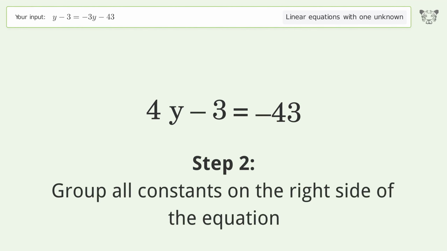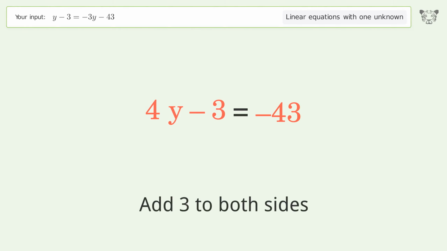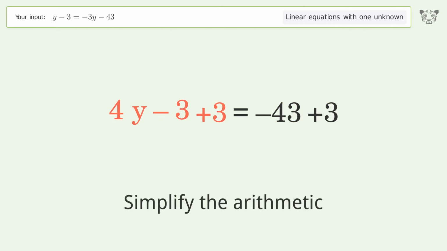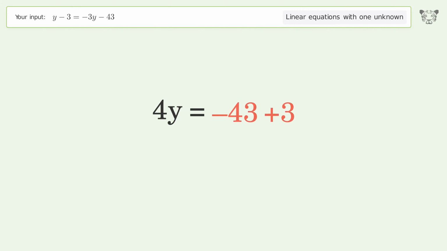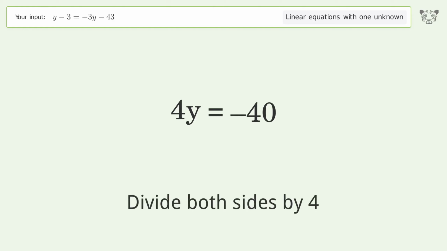Group all constants on the right side of the equation. Add 3 to both sides. Simplify the arithmetic. Isolate the y. Divide both sides by 4.